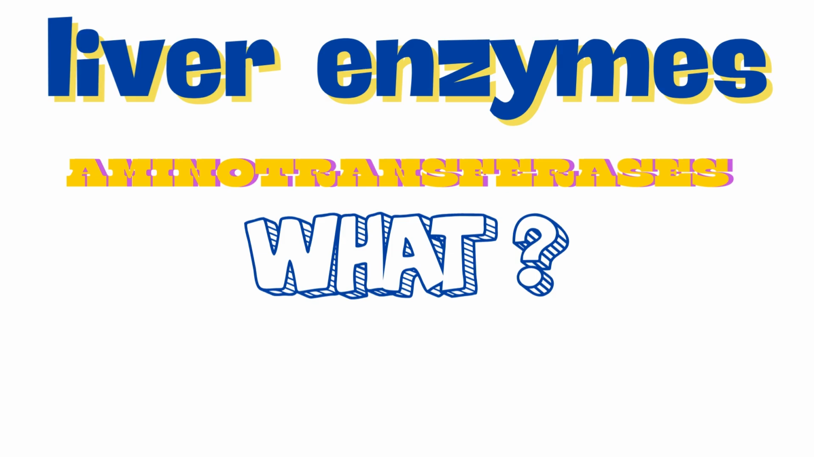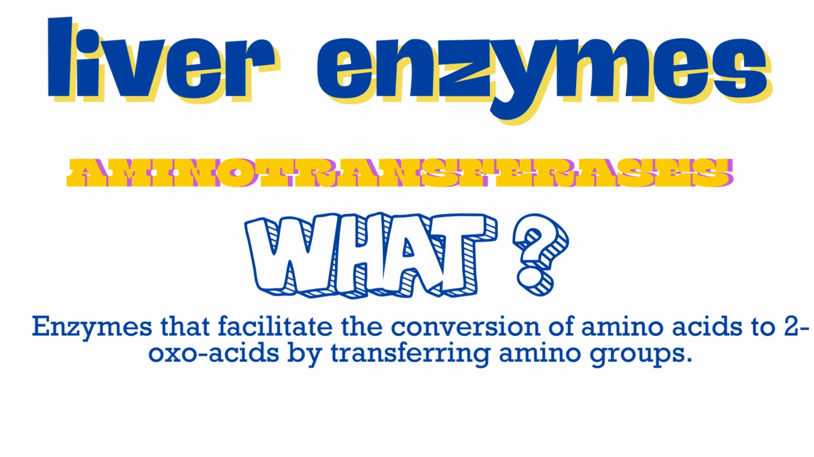Let's get started. What are aminotransferases? Aminotransferases are enzymes that facilitate the conversion of amino acids to 2-oxo acids by transferring amino groups. The two clinically relevant examples are aspartate aminotransferase, AST, also known as L-aspartate 2-oxoglutarate aminotransferase, and alanine aminotransferase, ALT, also known as L-alanine 2-oxoglutarate aminotransferase.